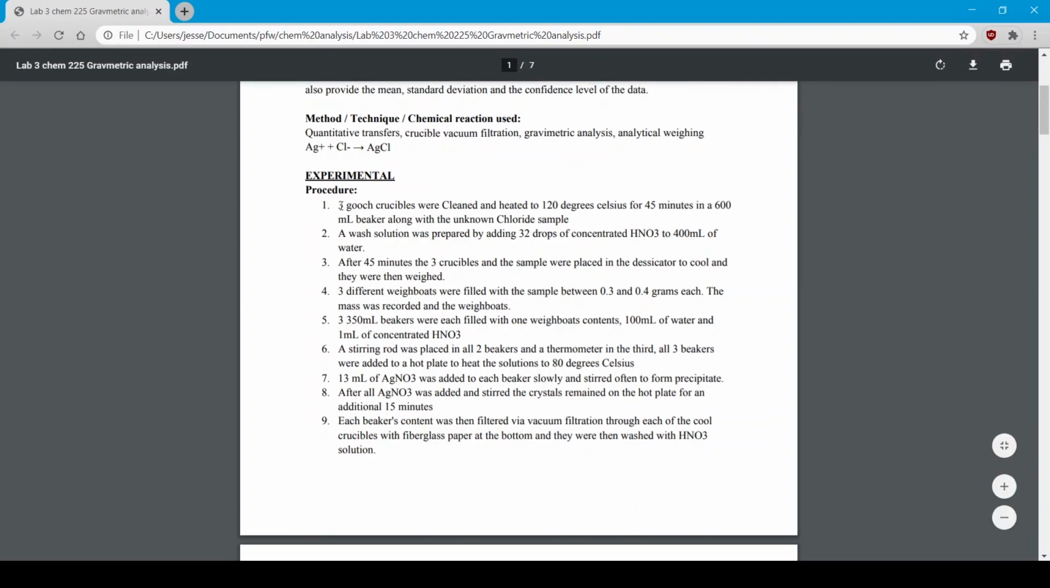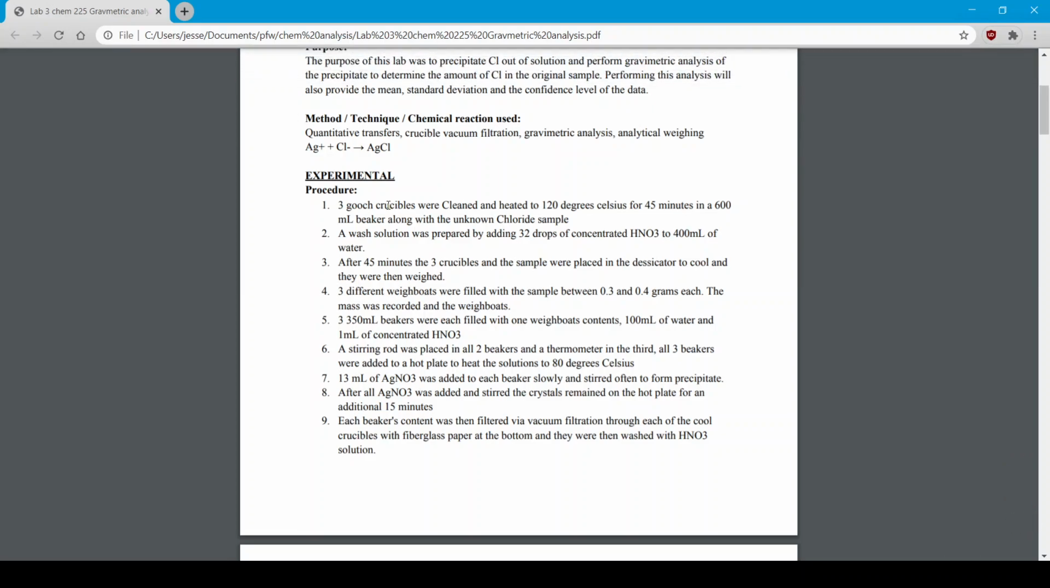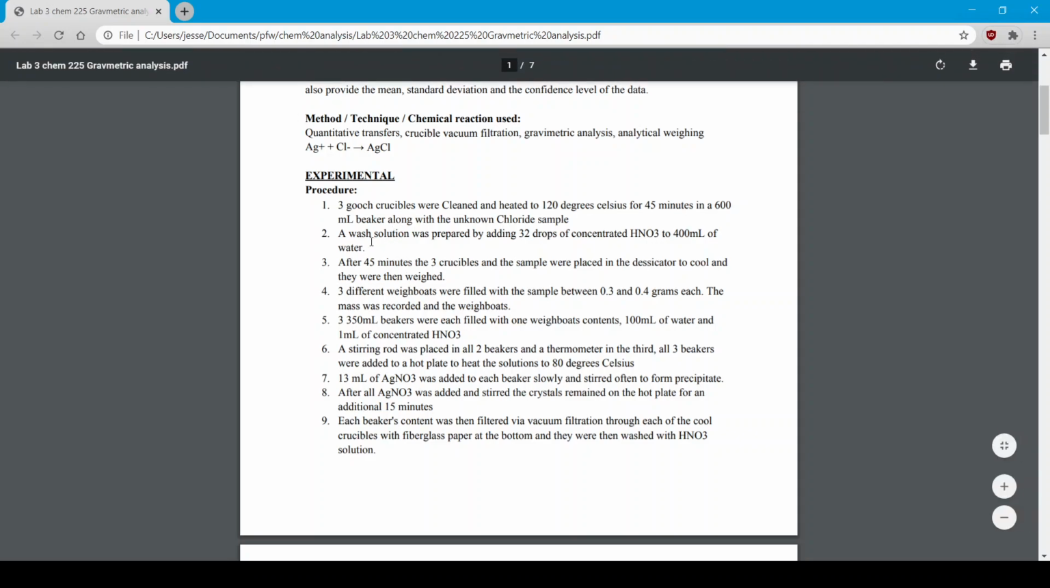So look at this language. I didn't say "I put," and I didn't say that "we decided to perform this in order to." I basically just said exactly what happened in the past tense. I used words like "were." Seconds after that, a wash solution was prepared by adding 32 drops of concentrated nitric acid and 400 milliliters of water. And again, I didn't say "I created a wash solution." I said a wash solution was, in the past tense, prepared by adding 32 drops of concentrated nitric acid.